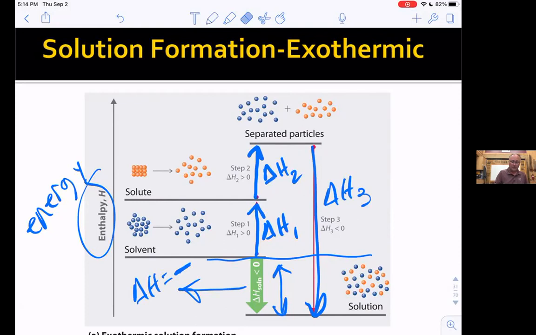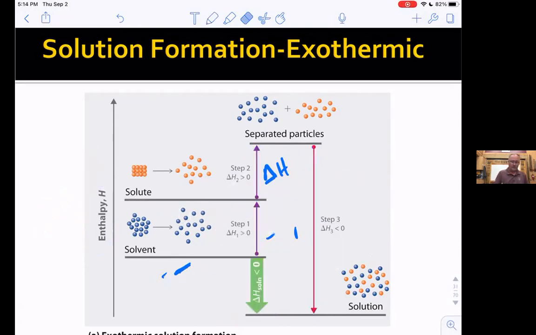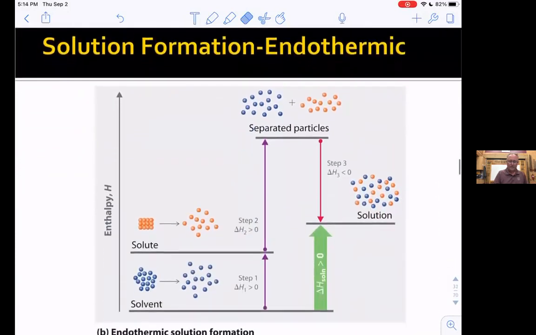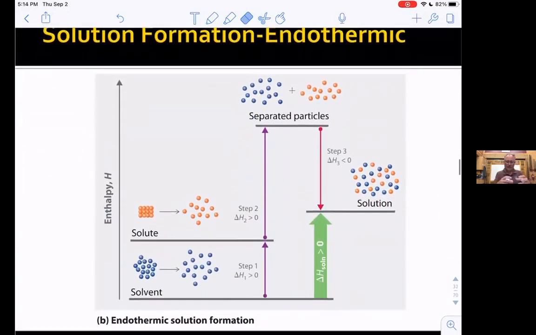Not all solutions are like that. And so we're looking at the same thing, except in this case, the amount of energy given off when the particles collide and move together is less than the amount of energy that has to be put in. If that's the case, then that means that this delta H value is actually positive. And these two things don't form solutions well. Or if they do form solutions, energy has to be put in order for that solution to form.